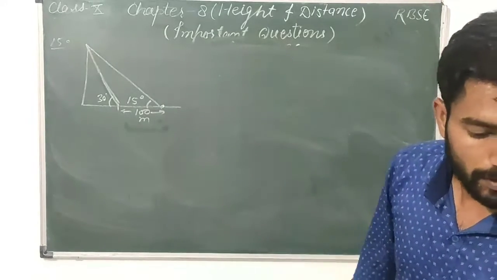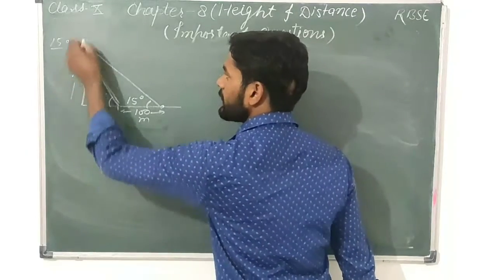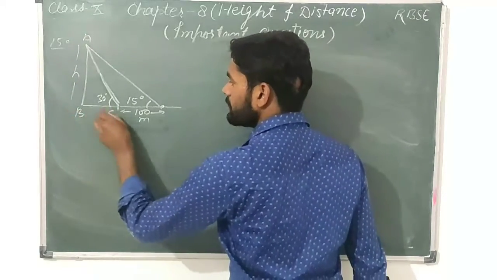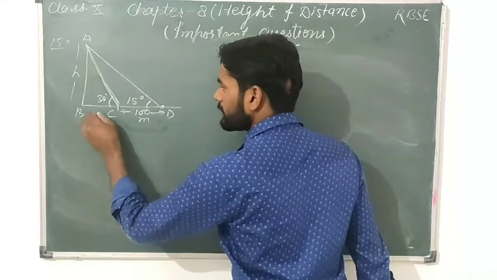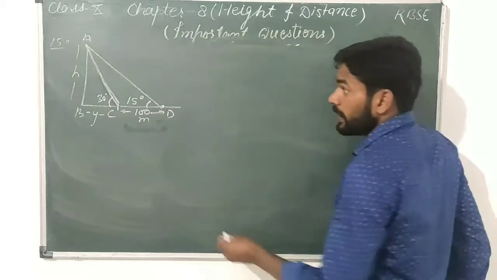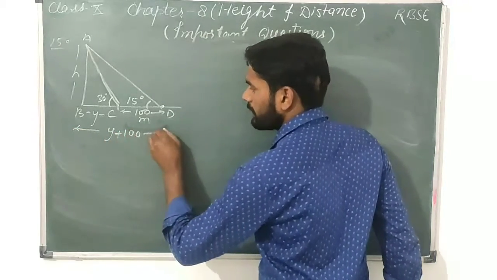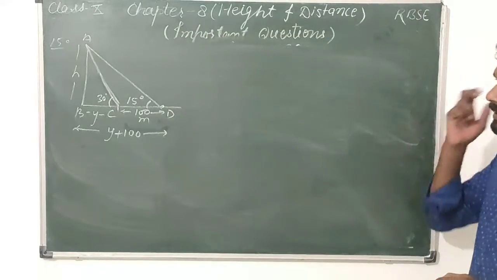What do we have to calculate? We have to calculate the height of the pillar. Let's suppose the height of the pillar is h. It is the points A, B, C and D. And let's consider this as y. And this whole length is y plus 100.